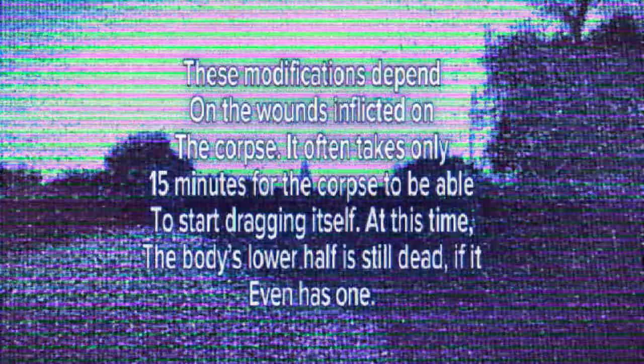Stage 1. During this stage, the dead body will begin to change at extremely fast rates. These modifications are produced by the virus's fluids, which are often a very flashy, colorful hue. These modifications depend on the wounds inflicted on the corpse. It often takes only 15 minutes for the corpse to be able to start dragging itself. At this time, the body's lower half is still dead, if it even has one.